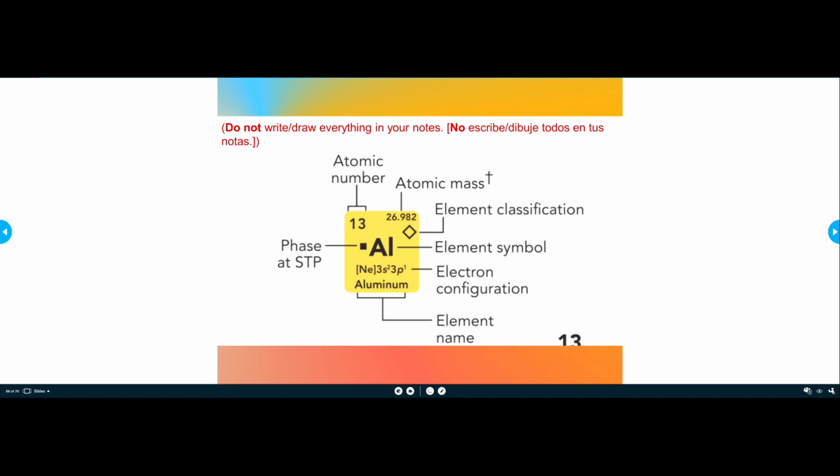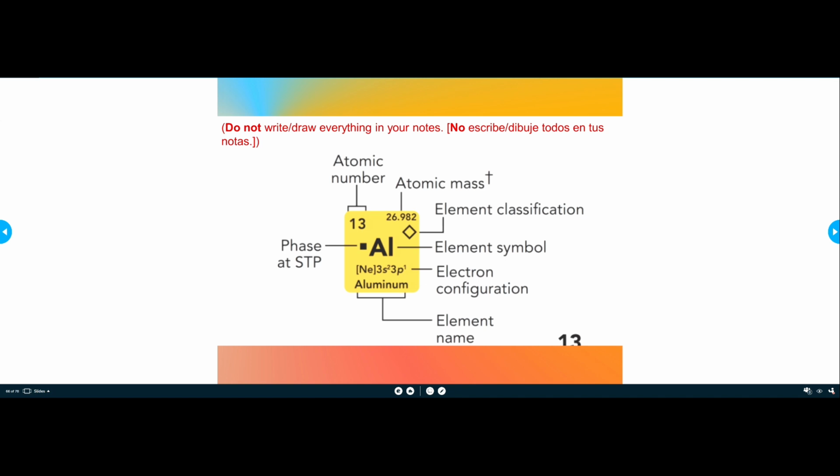Underneath this is the electron configuration, which we will learn about in a future chapter. And on the bottom is the full spelling of the element name in American English. I bring this up because, for example, aluminum in other countries that speak English is pronounced aluminium, where the spelling has IUM at the end.